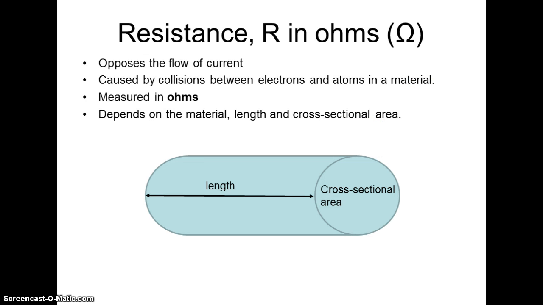And we have to know about resistance. This is the opposition to the flow of current. This stops the flow of electrons. The symbol is going to be R. It's going to be measured in ohms, that's the Greek letter omega. The resistance will depend on the material and the cross-sectional area.